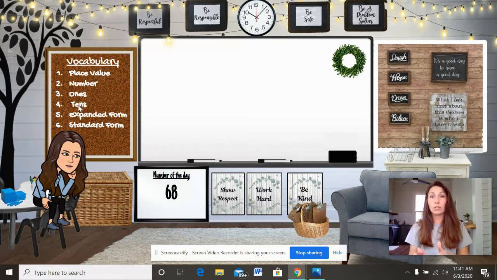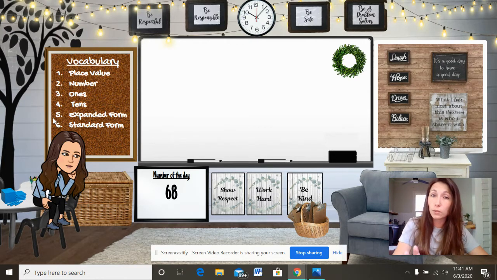Now your tens, your tens are showing you the tens place value. How many tens are in a number? So if you look at this number right here, you have ones and then you have tens. And your tens represent how many tens are in that number. In this one, you have 6 tens.